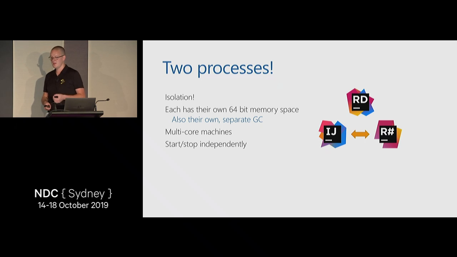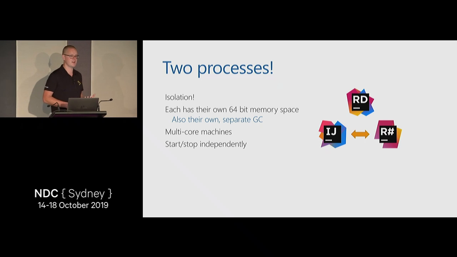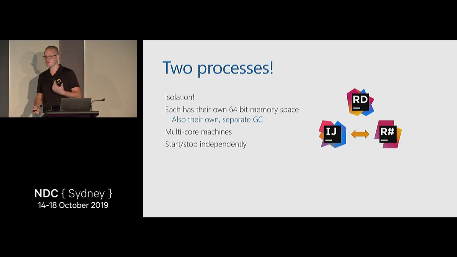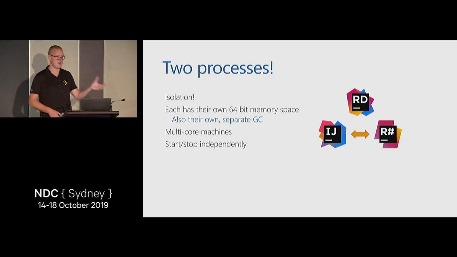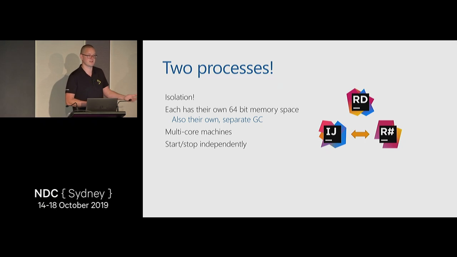First of all, Rider in itself is two processes, which means we have isolation. We even have separate garbage collection for the UI as well as the backend, because one is JVM, one is .NET, and they have their own cycles there. Each also has their own 64-bit memory space. So if the UI becomes complex and needs more memory, that's fine. Resharper is not affected by that. Same thing if you have a big solution and Resharper has to do a lot of things. The UI can be a very small process because not a lot may be needed in there.